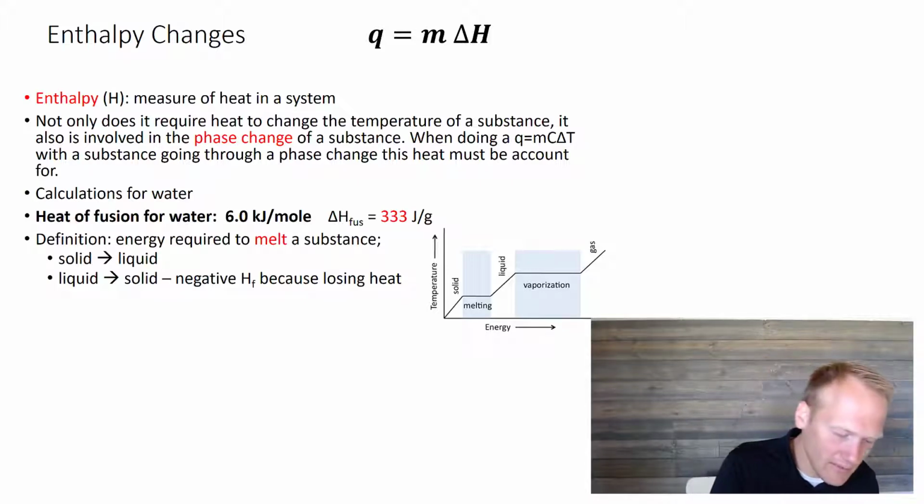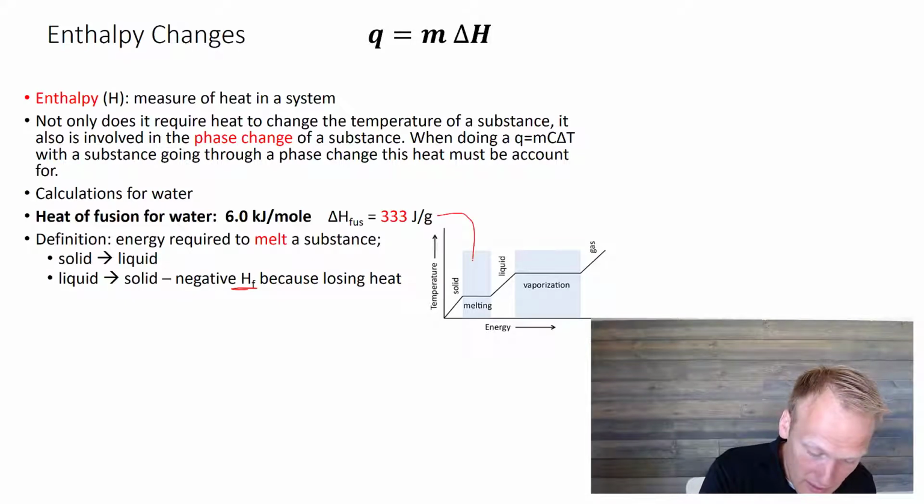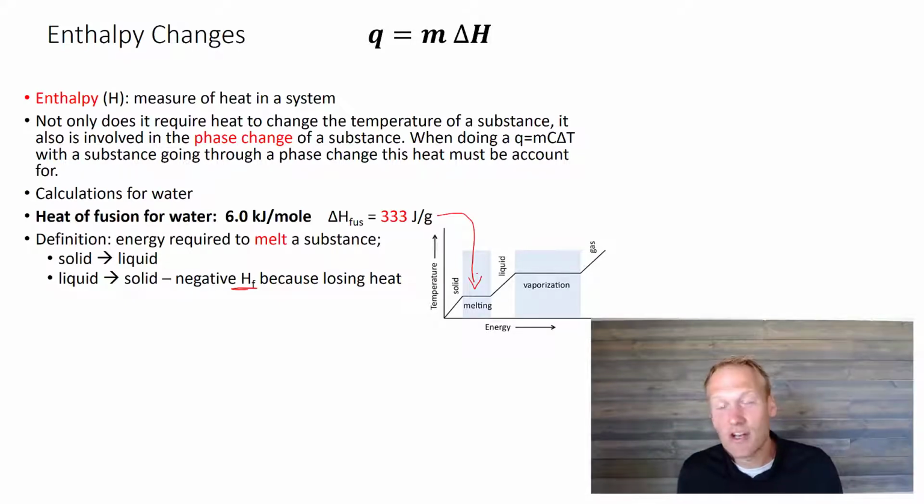Notice that if we're going from liquid to a solid, the heat of fusion becomes negative. Why? Because we're losing heat. That is an exothermic process, and therefore we just make the 333 negative. Just to be clear, that 333 applies to the phase change of melting and/or freezing.